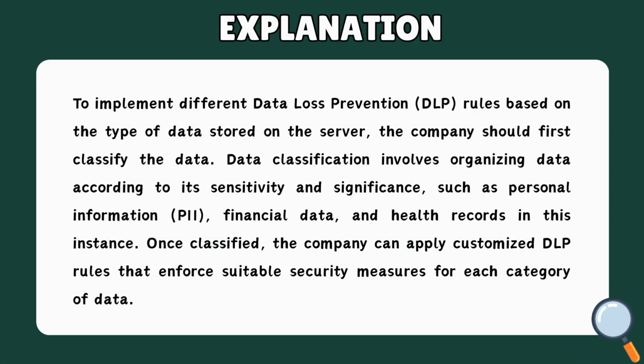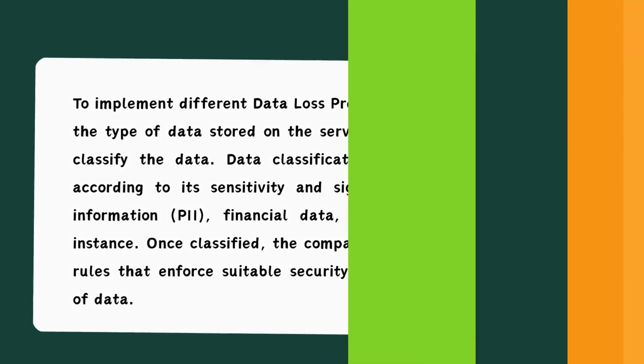To implement different data loss prevention rules based on the type of data stored on the server, the company should first classify the data. Data classification involves organizing data according to its sensitivity and significance, such as personal information, financial data, and health records in this instance. Once classified, the company can apply customized DLP rules that enforce suitable security measures for each category of data.